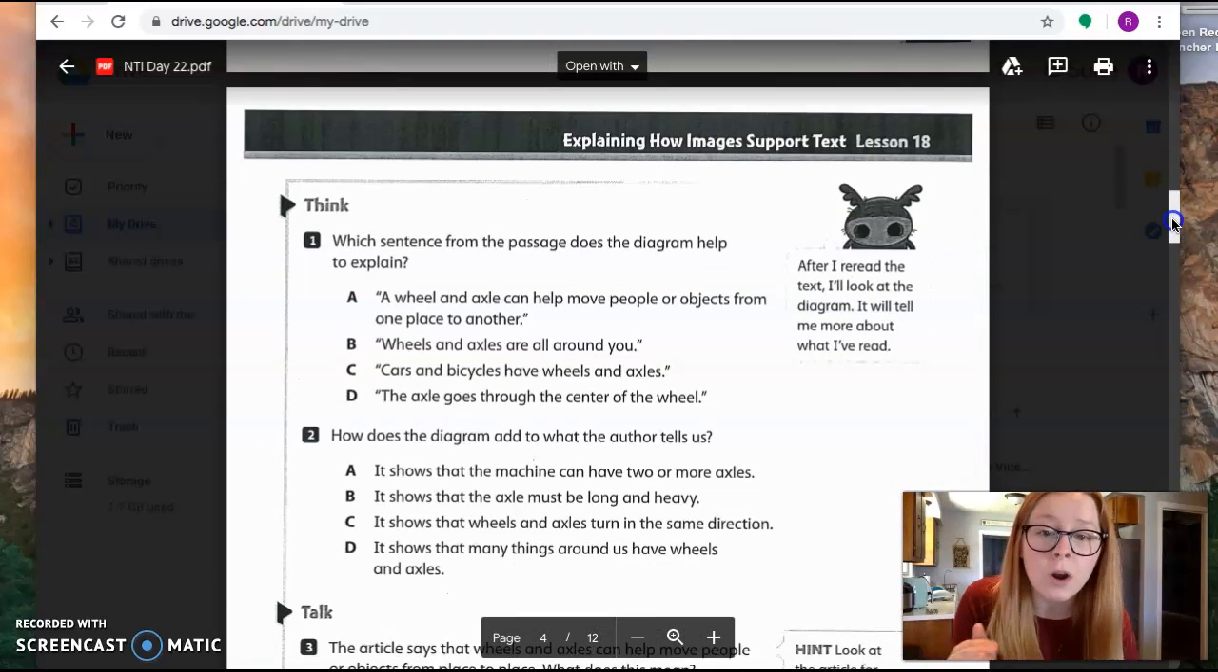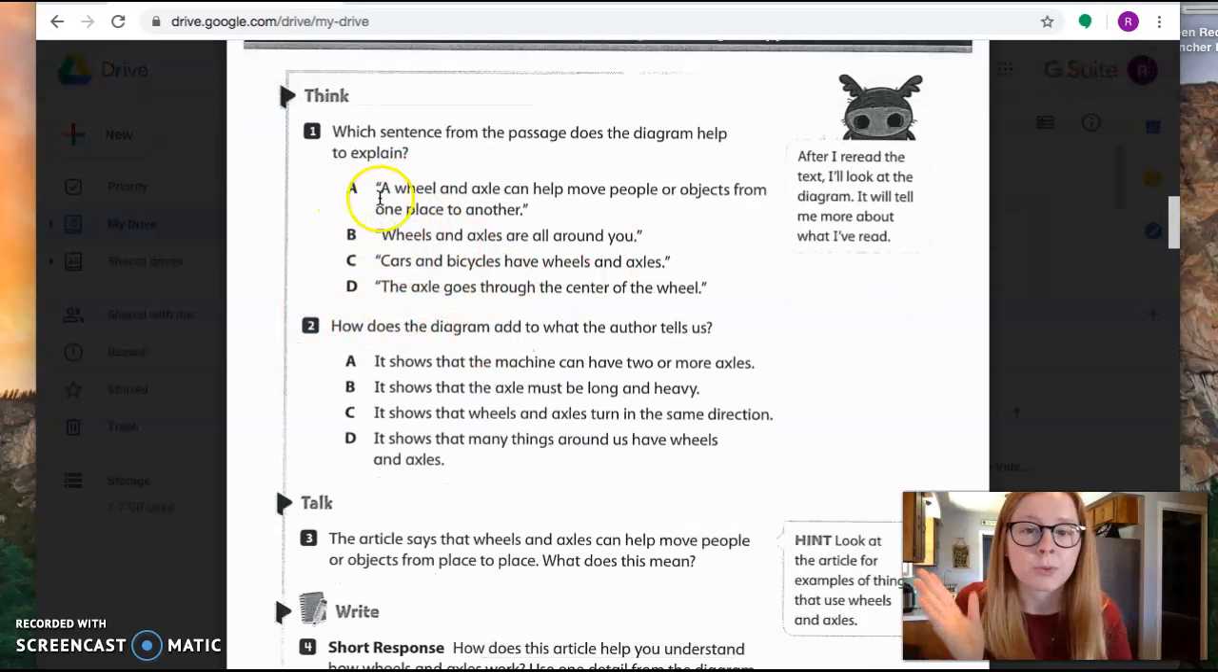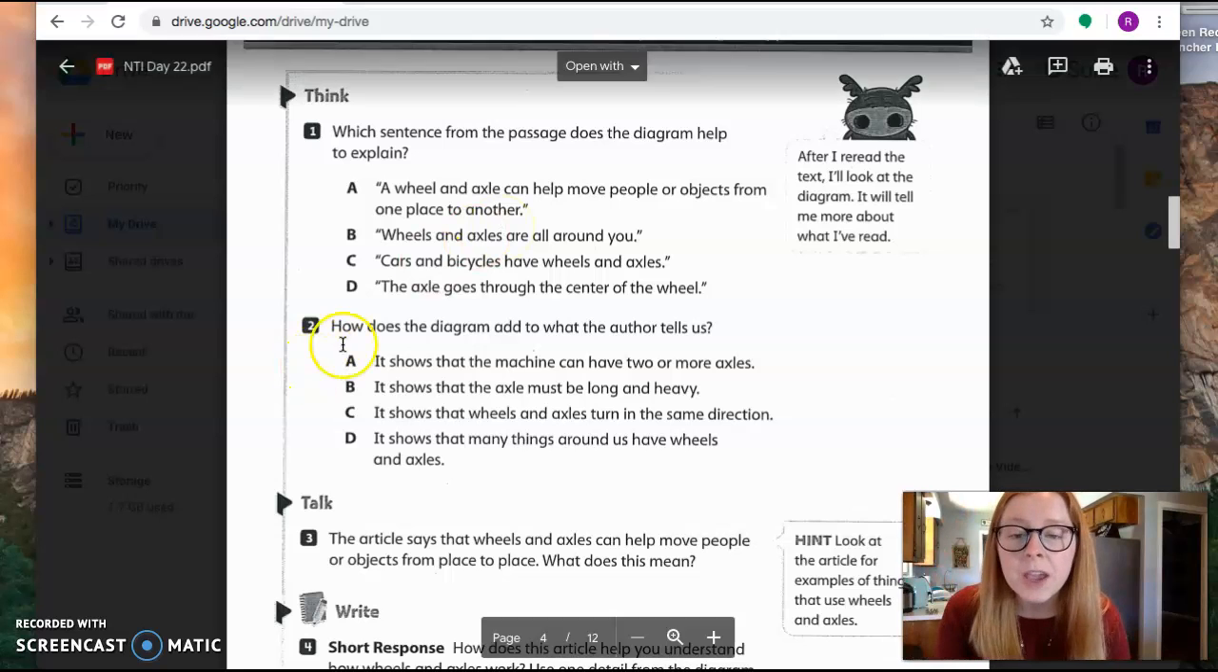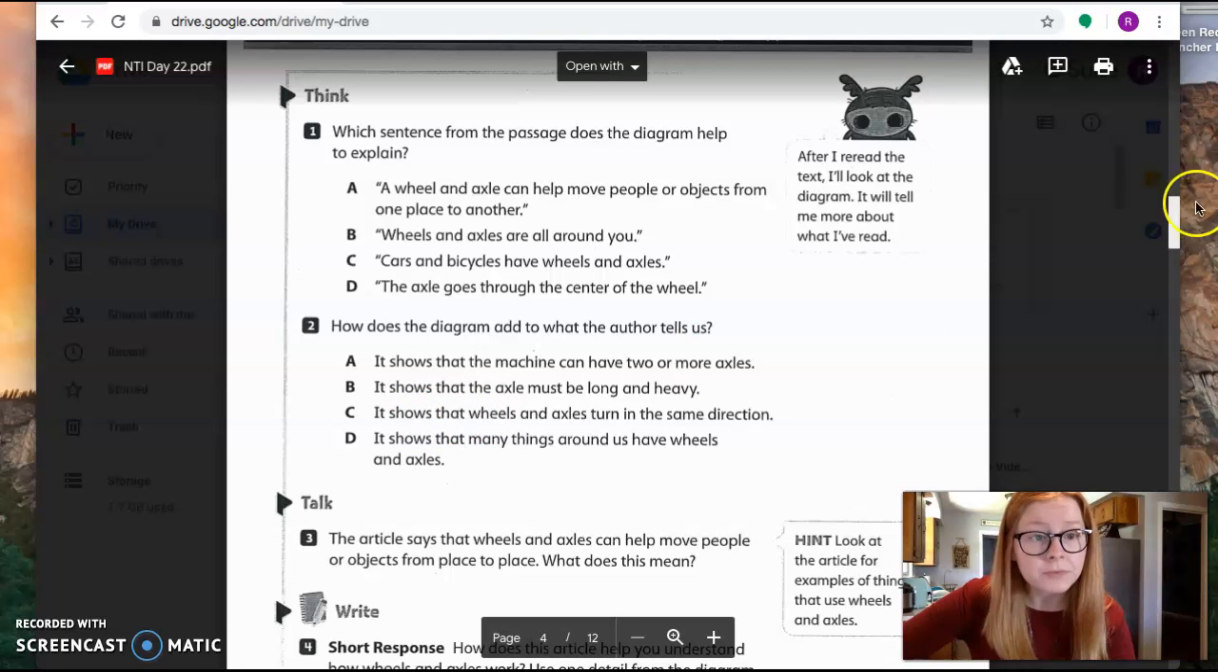So if you have questions like that, boys and girls, you need to read it, check it, read it, check it, read it, check it. How does the diagram add to what the author tells us? Same thing. When you're reading those choices, go back up, look at the picture, make sure that it does what you say, okay? All right.